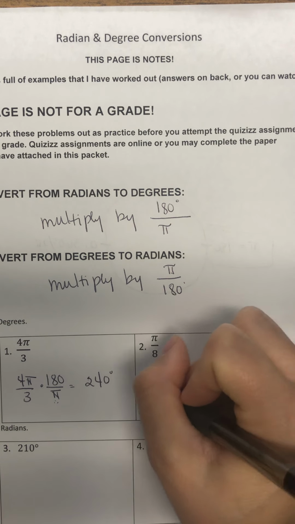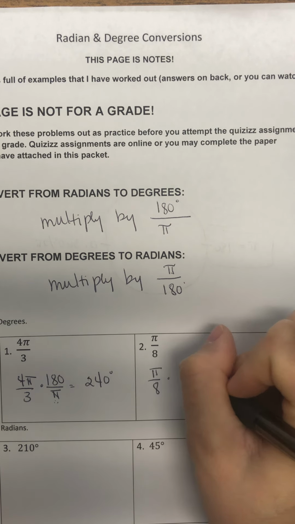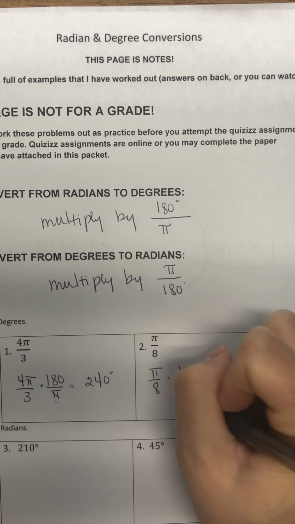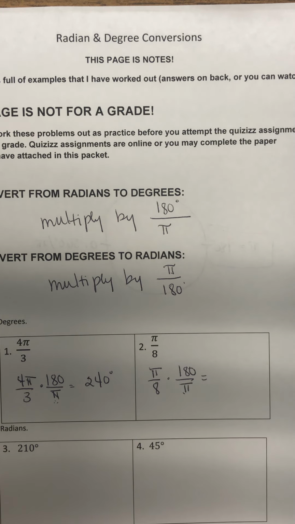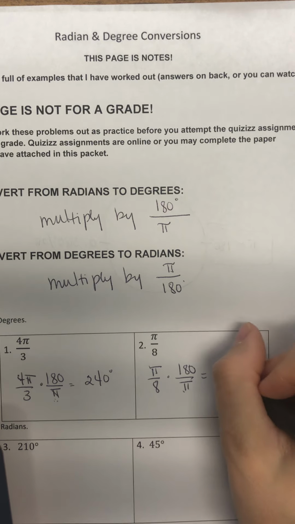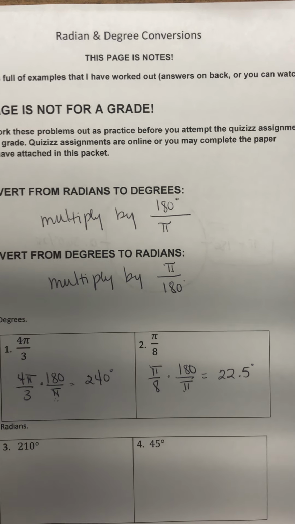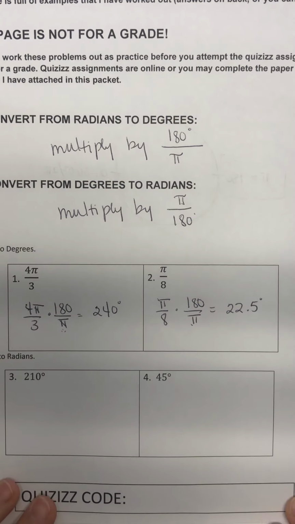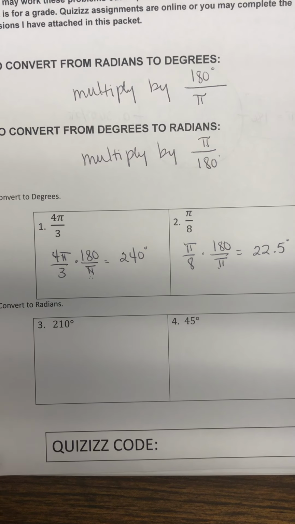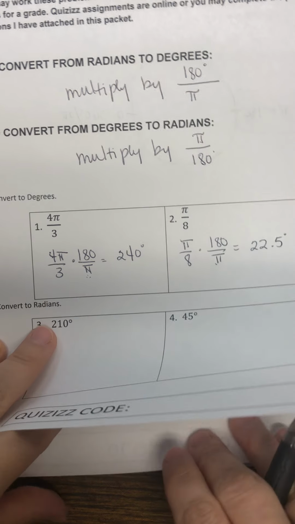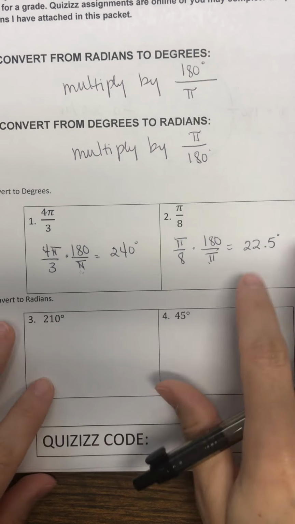For number 2, I'm going to take pi over 8 and multiply that by 180 over pi. Your pi's cancel out, so you're left with 180 divided by 8, which is 22.5 degrees. Now that one is not on your unit circle, but, I mean, we solved it. We're good. I didn't write the quizzes code for this. Oh, I have it. I'll write it down in just a second.